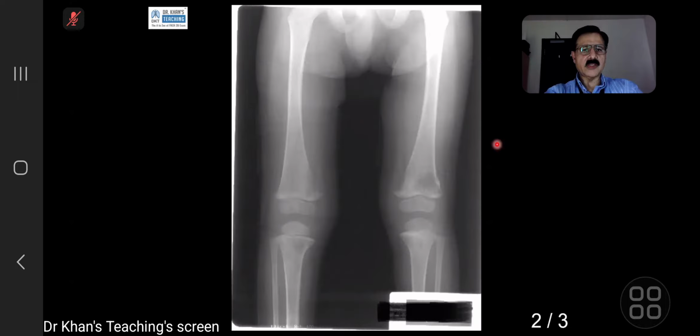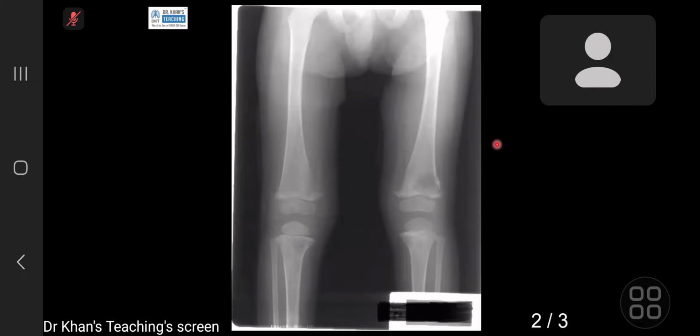You also have this X-ray for the same patient. Yes, in this radiograph of both knees, I can see that there is enlargement of the distal metaphysis of both knees, also associated with sclerotic bands in the distal metaphysis of both femur bones.